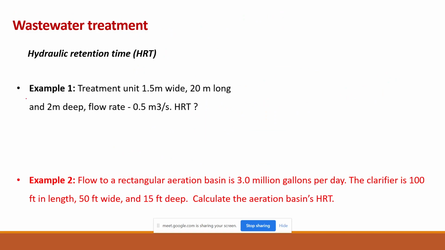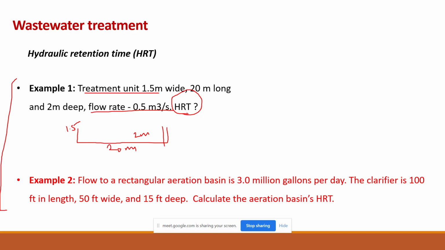Now we studied one example. Here we have two different examples, right? First, you have a treatment unit and the dimensions are provided. It is 1.5 meter wide, 20 meter long, and 2 meter deep. Fine. We discussed this in the previous session as well. And the flow rate is 0.5 meter cube per second. So what will be the hydraulic retention time? You have to calculate the HRT, and your flow rate is provided as 0.5 meter cube per second.